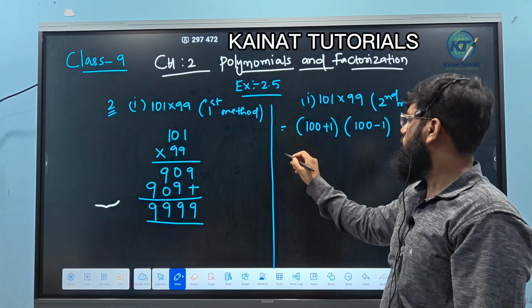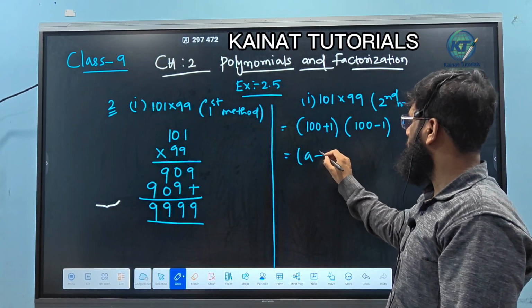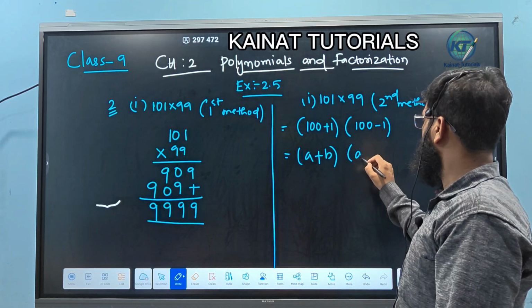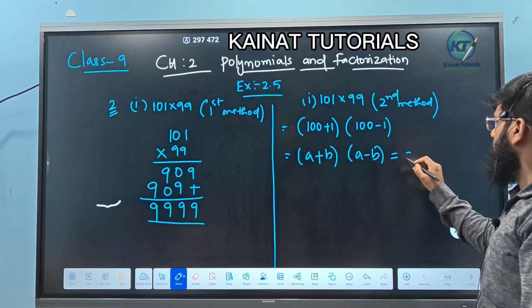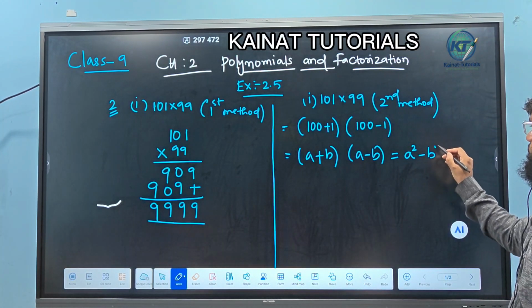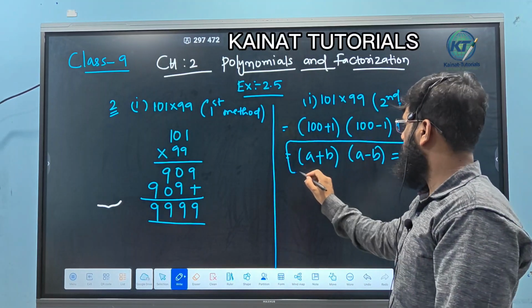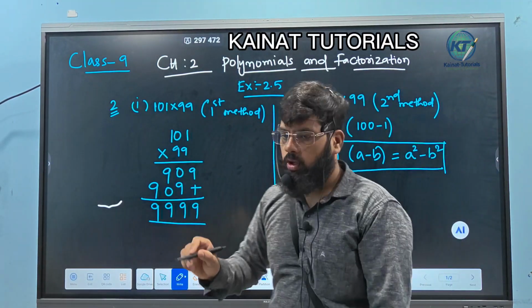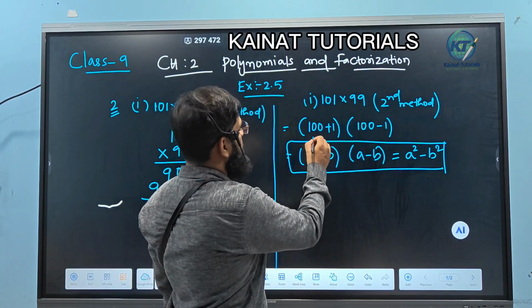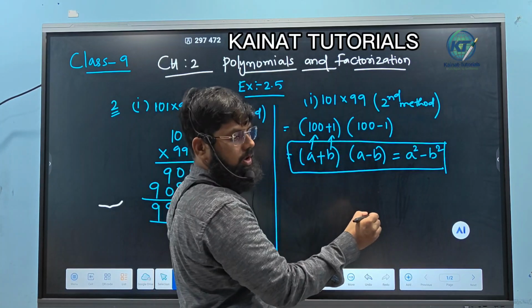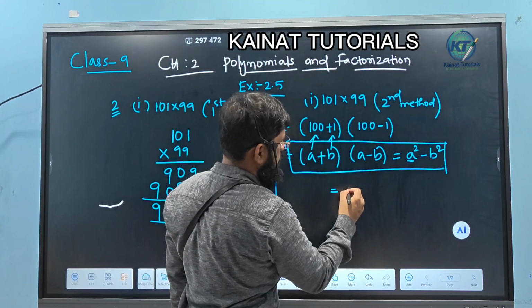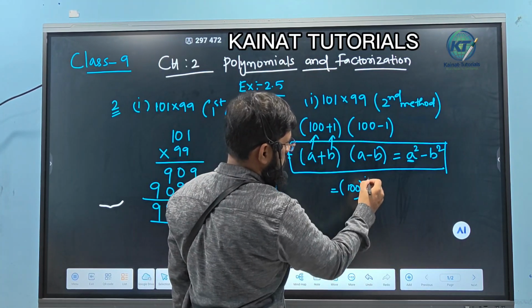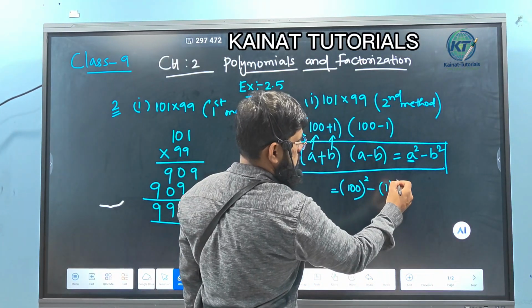Now if you observe carefully, it is in the form of a plus b into a minus b. The identity is a square minus b square. This identity we are going to use to solve this. And if you observe here, the a value is 100, the b value is 1. So in the place of a, we are going to substitute 100 whole square minus 1 square.